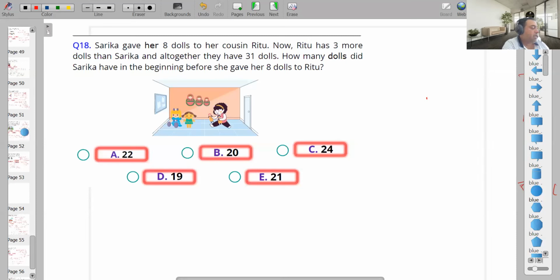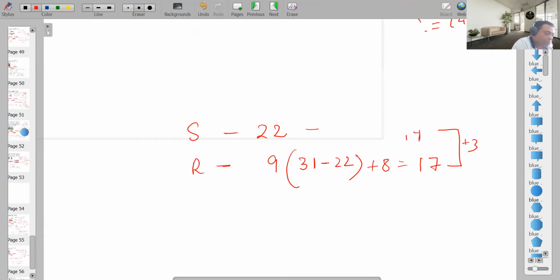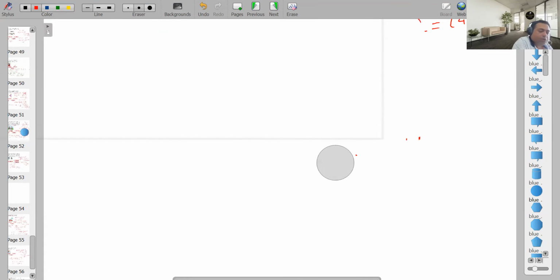Question 18. Sarika gave her 8 dolls to cousin Ritu. Now Ritu has 3 more dolls than Sarika, and altogether they have 31 dolls. How many dolls did Sarika have in the beginning before she gave her 8 dolls to Ritu? Okay, so let's understand this.